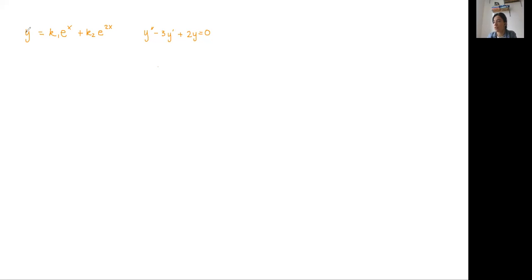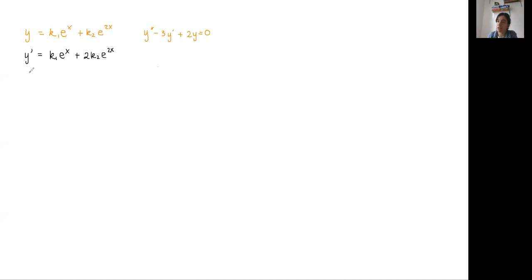So if we want to make sure that this is a solution of this equation, we're going to take the first derivative and the second derivative, so that I can plug the first derivative into the second term here, and the second derivative into the first term. The first derivative is just the derivative of this whole thing, which is k1 times e to the x, because k1 is just a constant, and the derivative of e to the x is just e to the x. And the derivative of e to the 2x is e to the 2x, but I need to multiply that by 2, which is the derivative of the inside.